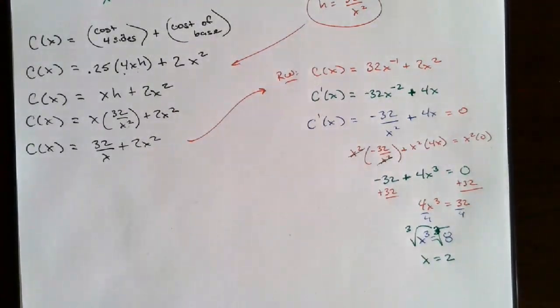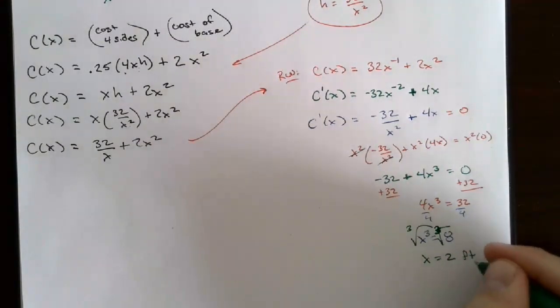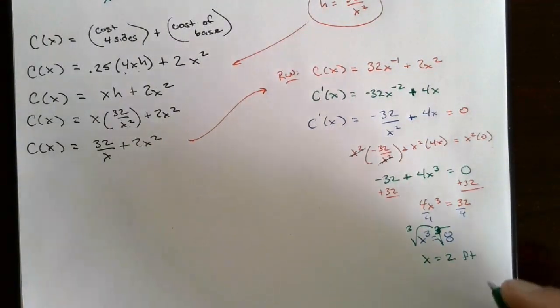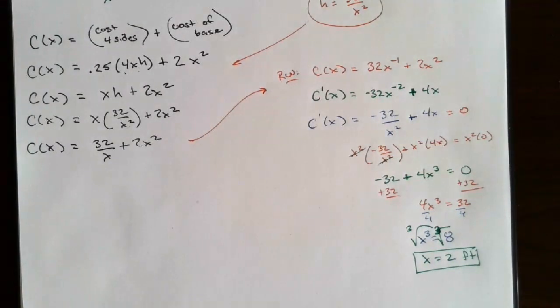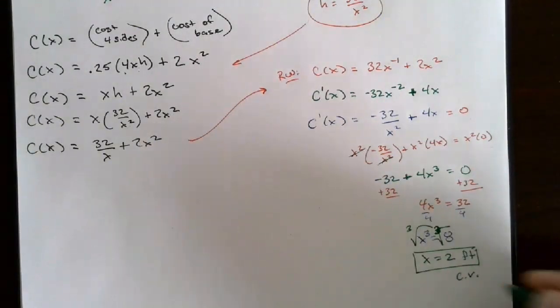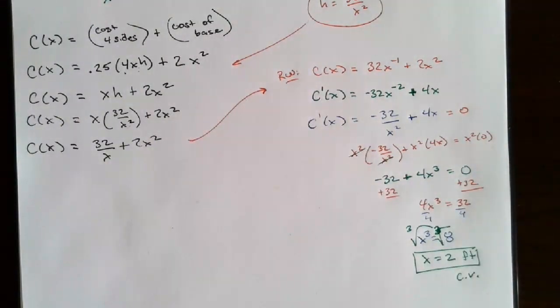Now remember what 2 is. 2 is the x value, a critical value, and this is measured in feet because the container was measured in feet. Or feet cubed, I should say, for the volume. So x equals 2 feet. Now remember, this is the critical value, but it's not necessarily what's going to give us the minimum cost. We have to determine, is the cost a minimum here?